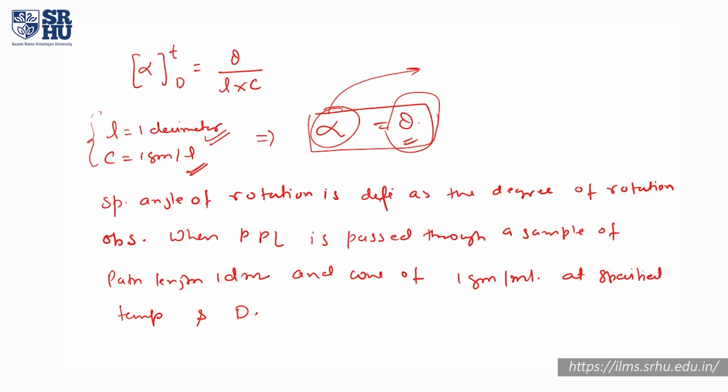Okay, so specific angle of rotation is one of the intrinsic properties of a compound, of an optically active compound. Yes, the compound has to be optically active in this case, and this is a very important parameter in stereochemistry. So you must all know what this is.